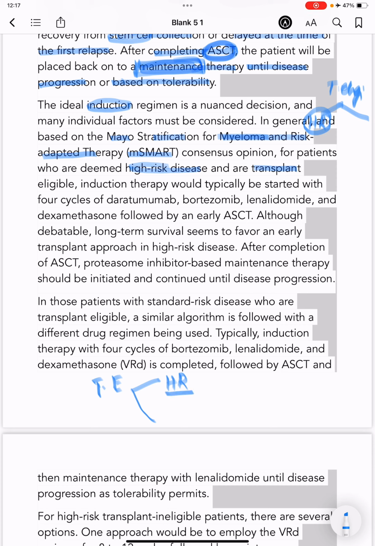For this transplant eligible high risk patient, induction therapy would typically be daratumumab, bortezomib, lenalidomide and dexamethasone. This will be followed by early autologous stem cell transplant.